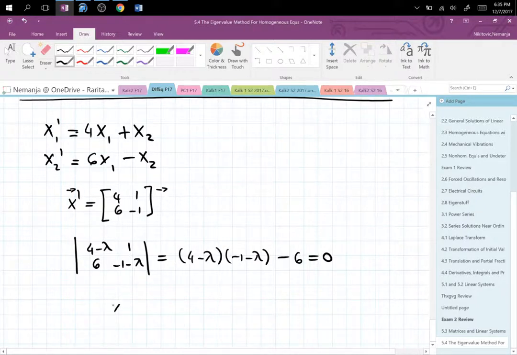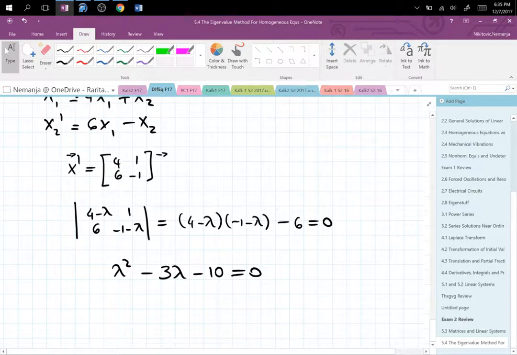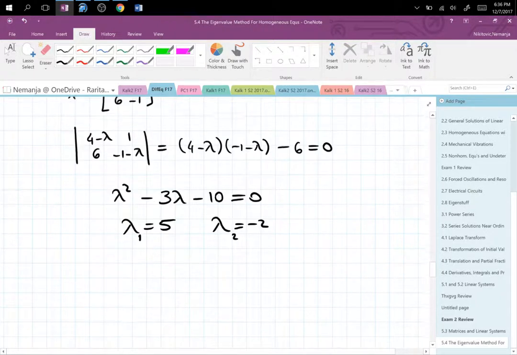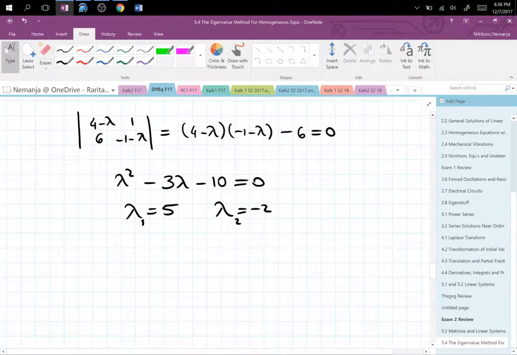So what am I getting? I'm getting lambda squared. What is the polynomial? Lambda squared minus 3 lambda minus 10 equals 0. And we are going to have the same lambdas, which is 5 and negative 2. Ah, great. It's our book ran out of problems.